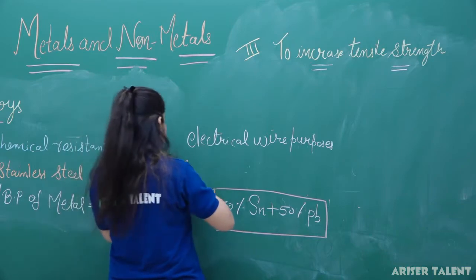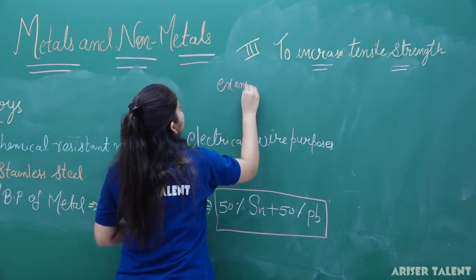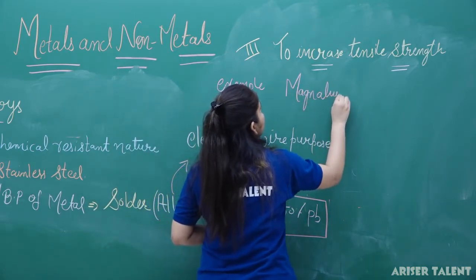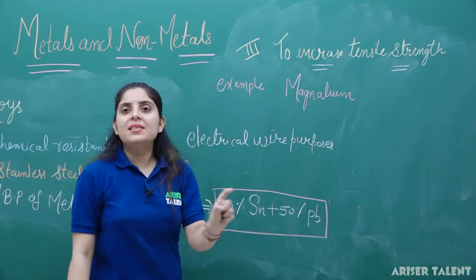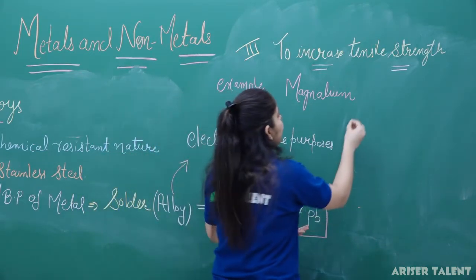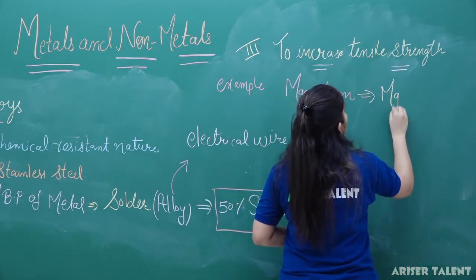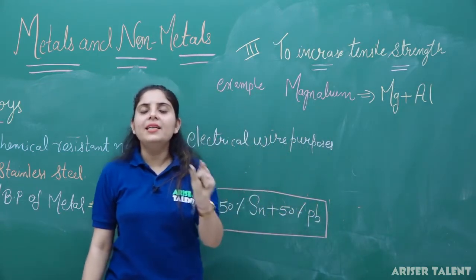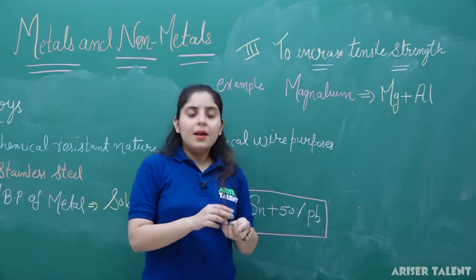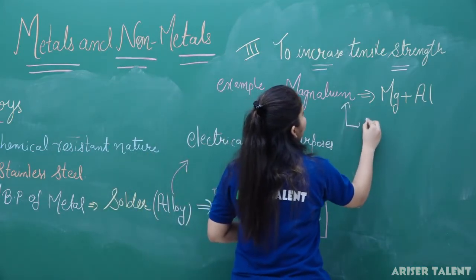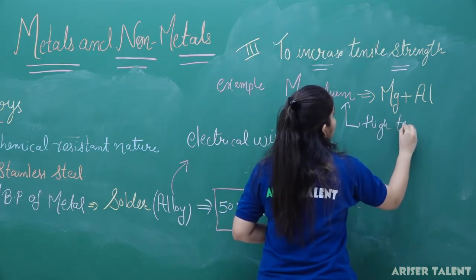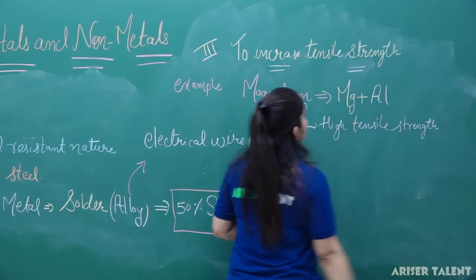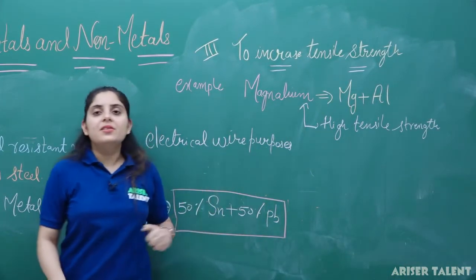So what will happen in this case? We are taking an example. We are taking an alloy, magnalium. This is basically an alloy of magnesium and aluminium, so its constituents are magnesium and aluminium. This alloy has a high tensile strength as compared to magnesium and aluminium. So we can say that it will have high tensile strength. So it is all about the tensile strength of a substance.